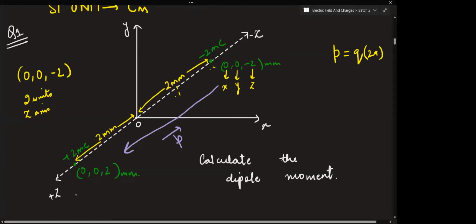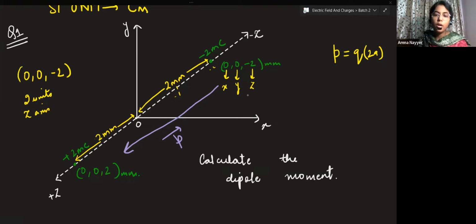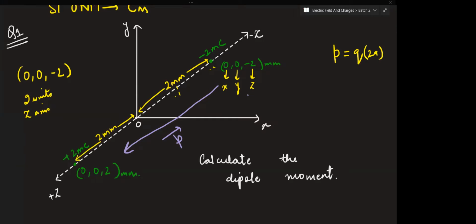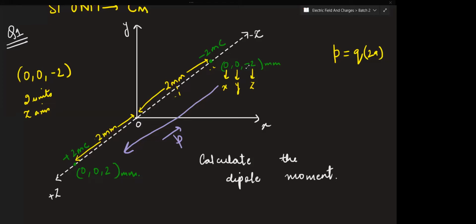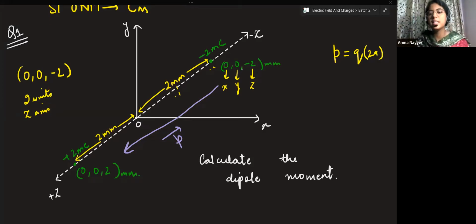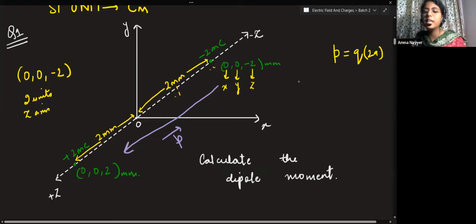J cap is for y axis. For z axis it is K cap. So you have positive z axis, which means the direction will be K cap.